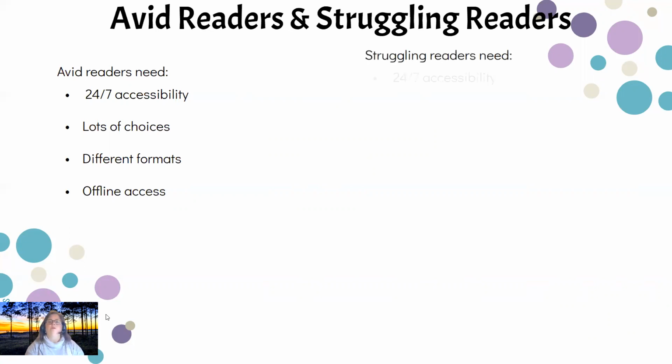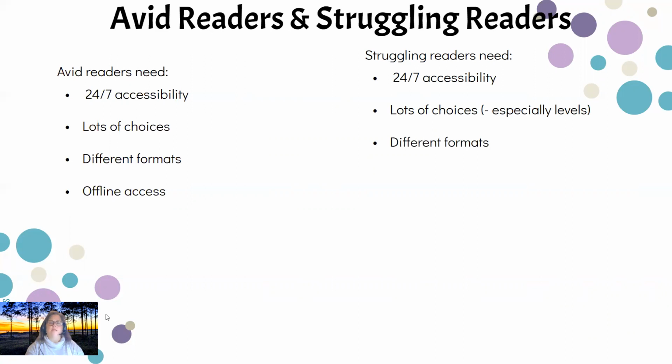So what do our struggling readers need? Well, they also need 24/7 accessibility. They need lots of choices, especially different levels. Okay, and we'll talk more about that shortly. They also need different formats. And when I mean different formats, it could be an audio versus an e-print, or it needs to be on their phone versus a tablet versus a desktop. They need offline access as well. But more importantly, they also need accessibility features.